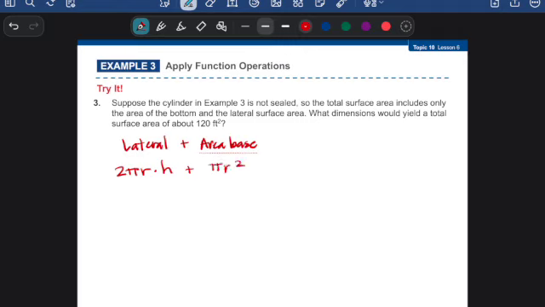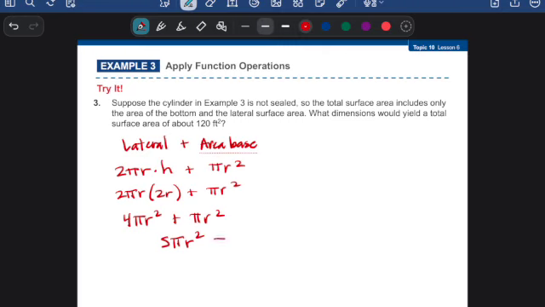We remember still that the height is 2 times r. So I'm going to rewrite this, and instead of h, I'm going to multiply by 2r. And then I can simplify. 2 times 2 is 4. I have 4 pi r squared again, plus 1 pi r squared. So now my formula is 5 pi r squared for total surface area.